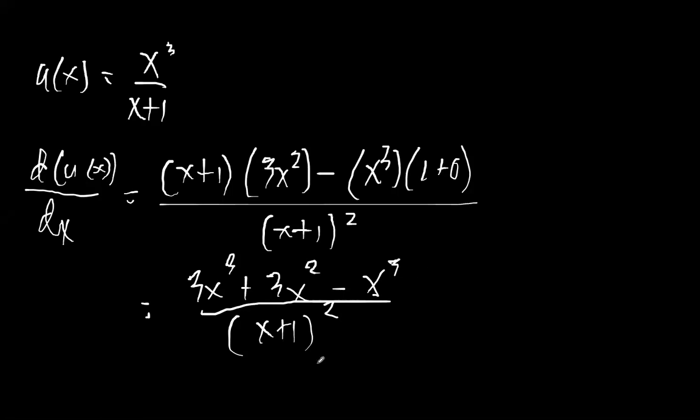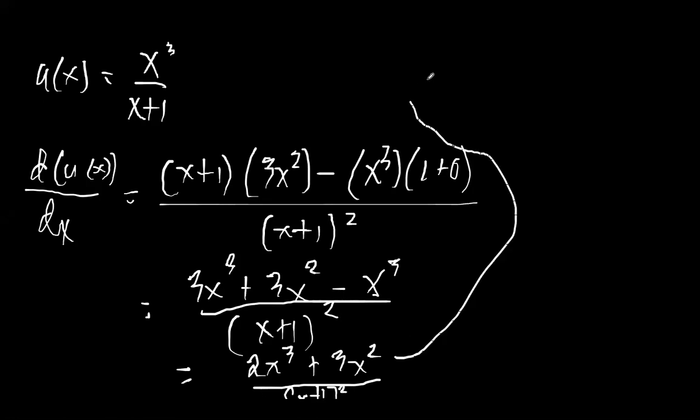All right, so we need to simplify this. This becomes 3x cubed minus x cubed, that's 2x cubed plus 3x squared all over x plus 1 squared. Sorry for that. Okay, here we go. And let's write it here. So I can factor out the numerator by x squared. So x squared times 2x plus 3 all over x plus 1 squared.